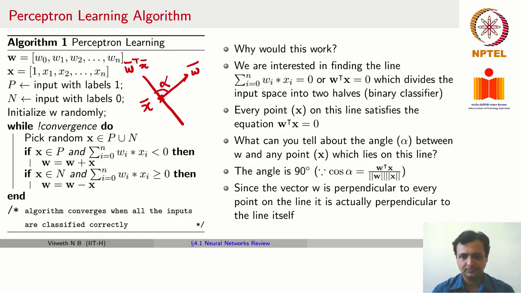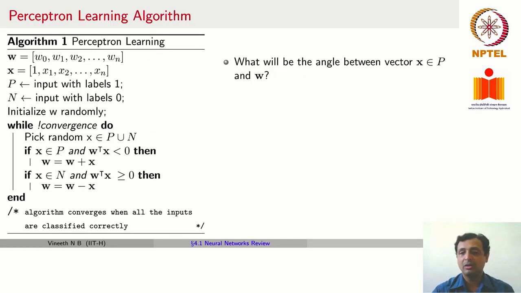Why does this matter? Now let's look at a point belonging to class P. Remember, this point does not lie on the line. You want it to lie on the side of the line where w transpose x is greater than or equal to 0. Because it belongs to the positive class, you want your perceptron to classify this point correctly, which means the perceptron should give you a value greater than or equal to 0. Let's see what it would be.